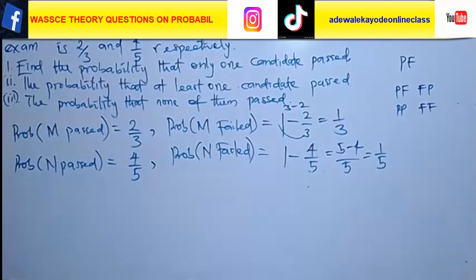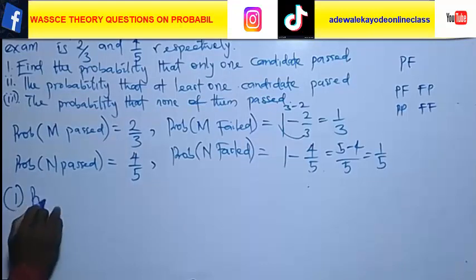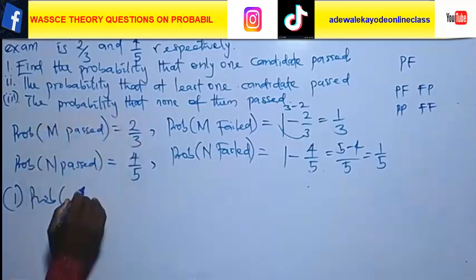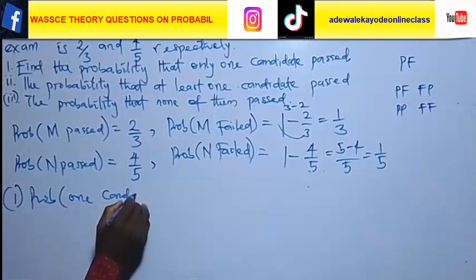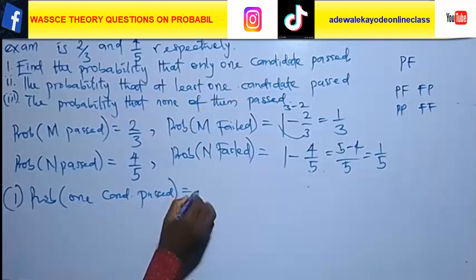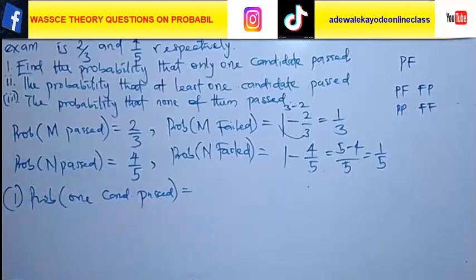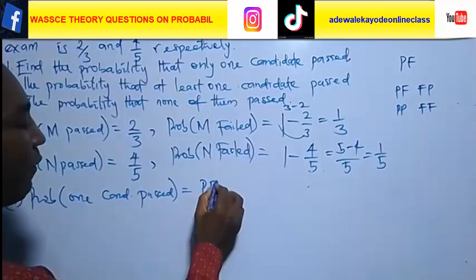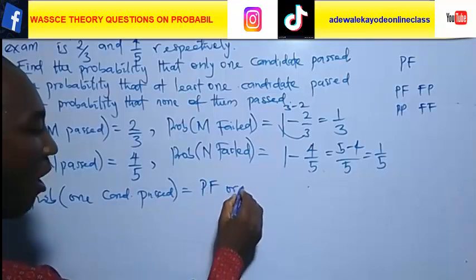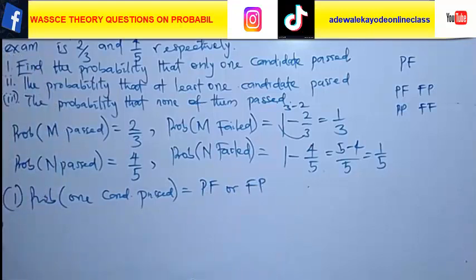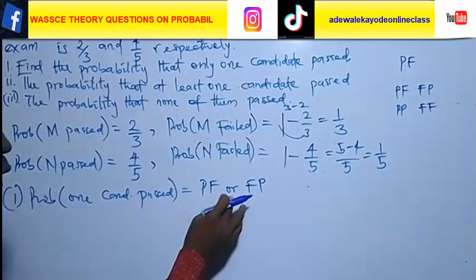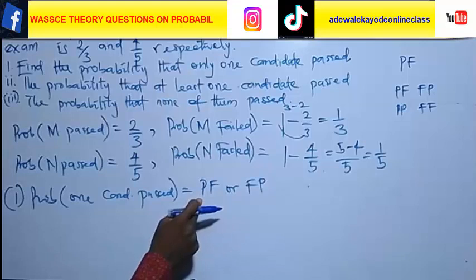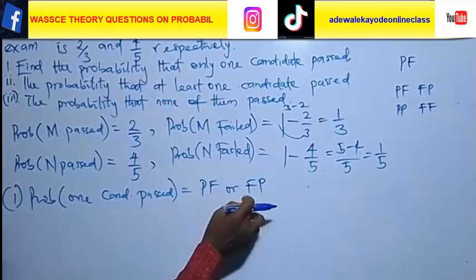The question says find the probability that one candidate passes. That one is very simple. That's question number 1. Probability that one candidate passes. What would that be? Don't forget, we talk about one candidate passing, so you must see one pass. So it could be pass, fail, or fail, pass. That's the only thing you can see.